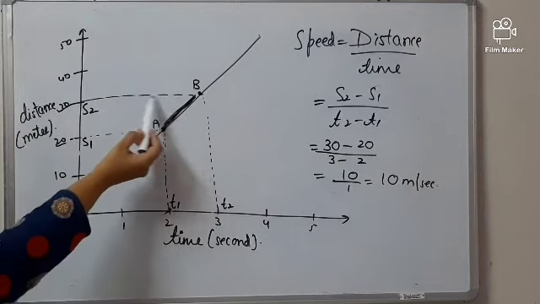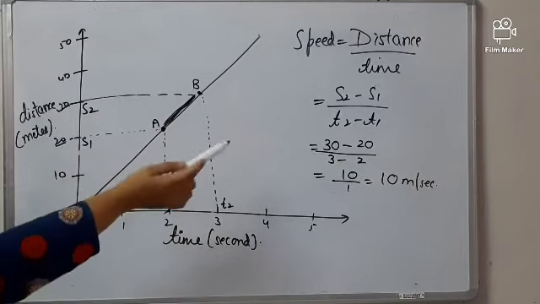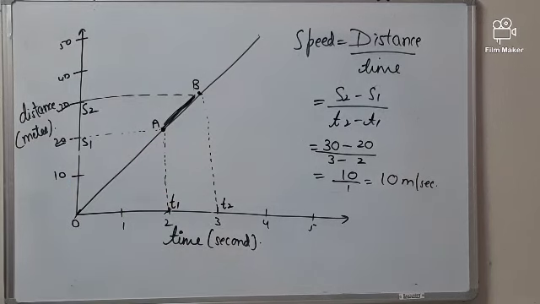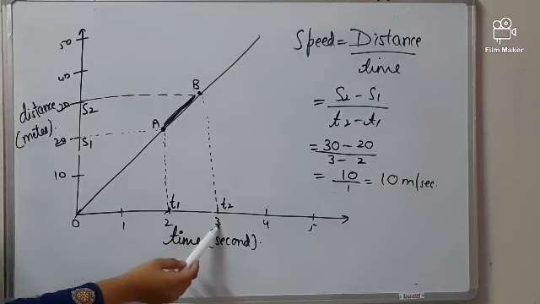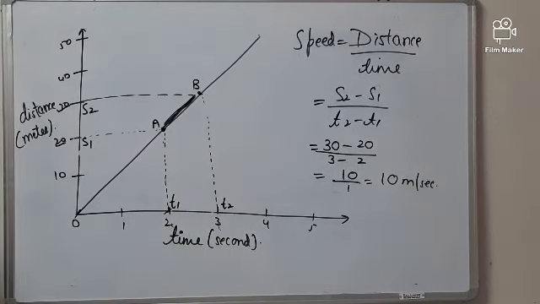Now their values. At S2 it is written 30, put there. At S1 it is written 20, put there. So 30 minus 20, divide by time. At T2 it is written 3 seconds, put there. At T1 it is written 2 seconds, put there. Next, we have substituted the values. Now we have to solve it. 30 minus 20 is 10, 3 minus 2 is 1. So 10 over 1 is 10.